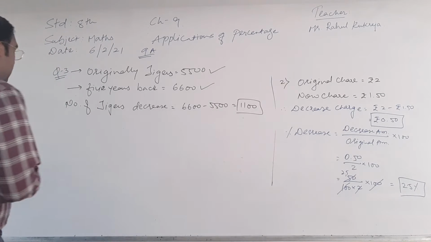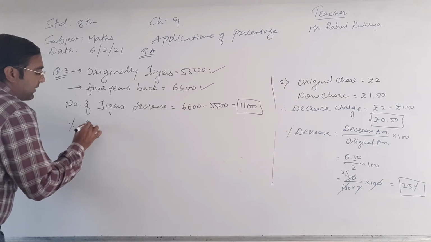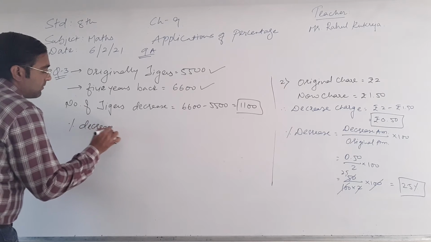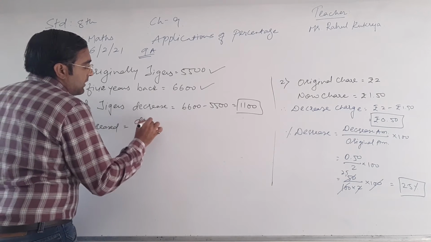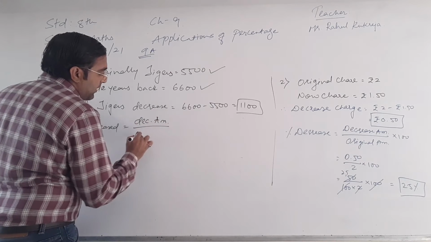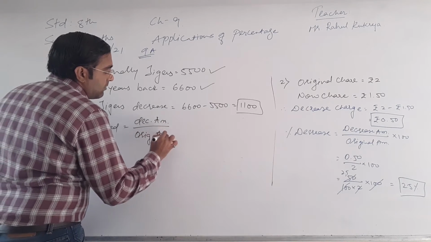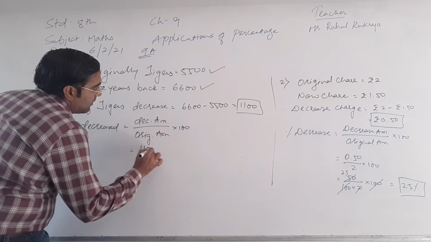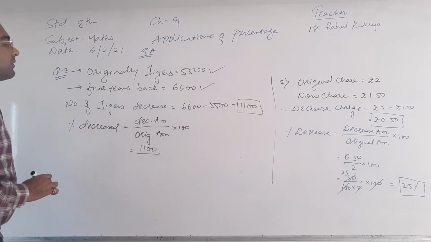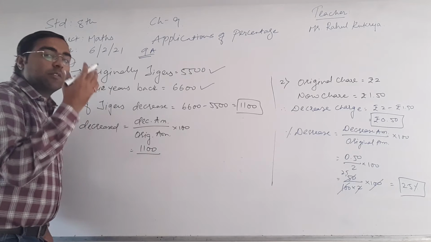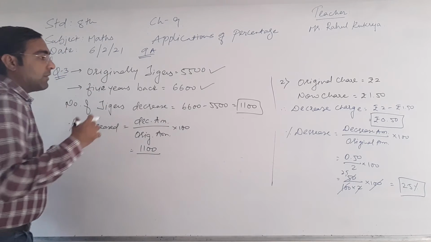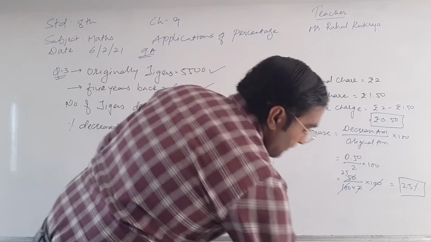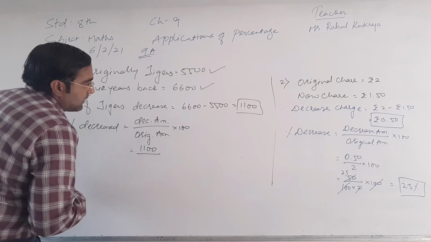So we are taking the percentage of decrease. Percentage decrease is equal to decreased amount upon original amount into 100. So how much decrease? 1,100. And how many tigers were there 5 years ago? The number of tigers 5 years ago was 6,600.